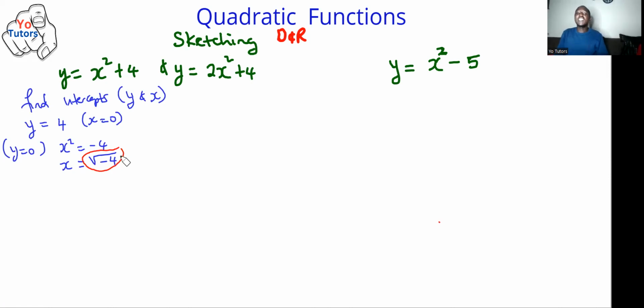So what does it mean? It means that it will never touch the x-axis. It never approaches the x-axis. So from now we know that it does not affect the x-axis, so we're not going to worry about x-intercepts in this case. So we're going to draw our graph now.